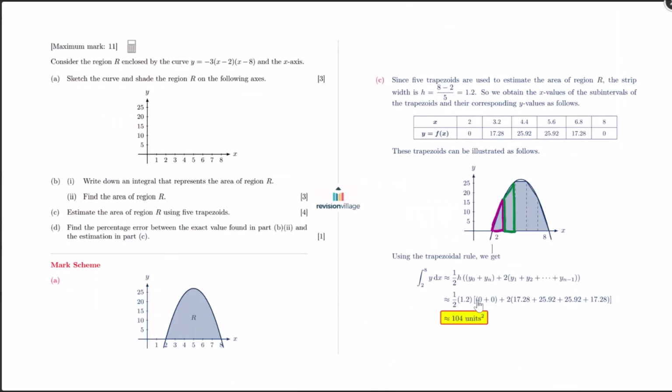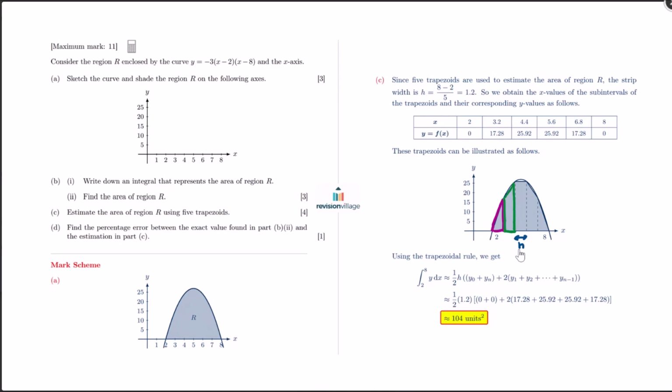We need to know the h value, which is, there's a few different terms for it. I like to think of it as the strip width. It's also known as the subinterval length, or sometimes just known as the trapezoidal width. There's a few different ways to think about it. But basically it's this width here. How wide are each of these trapezoids?